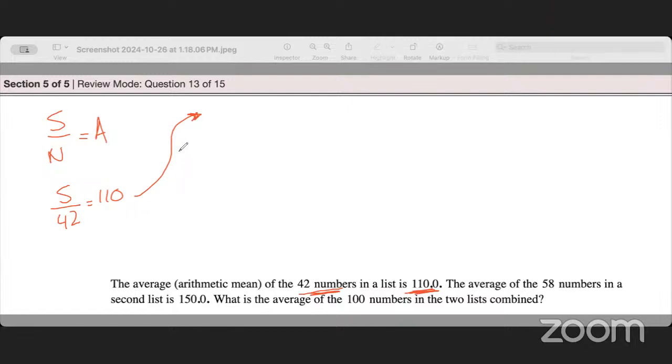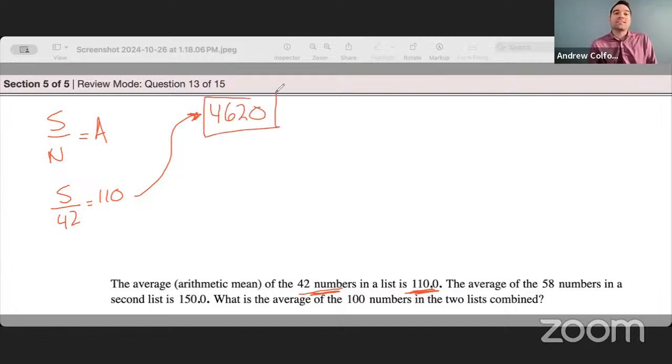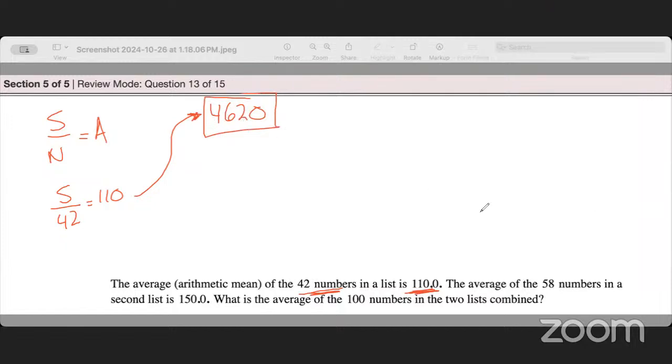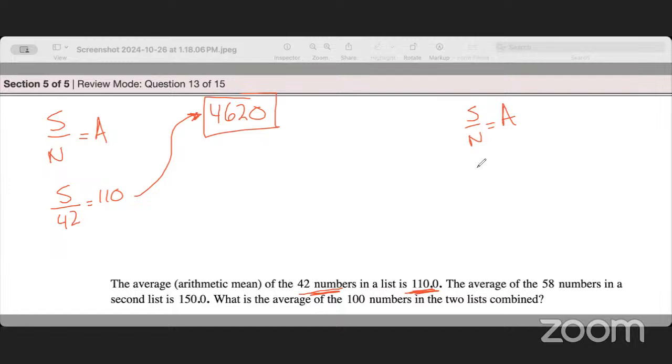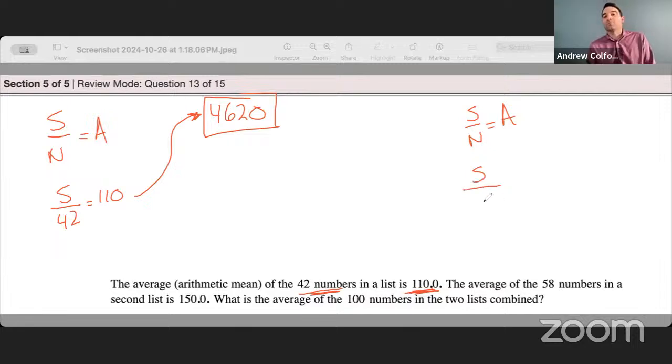That gives us 4,620. So that's the sum of list A. What's the sum of the numbers in list B? That's going to be 6380, because we do the sum of the numbers. I'll call it sum B if I want to label it.